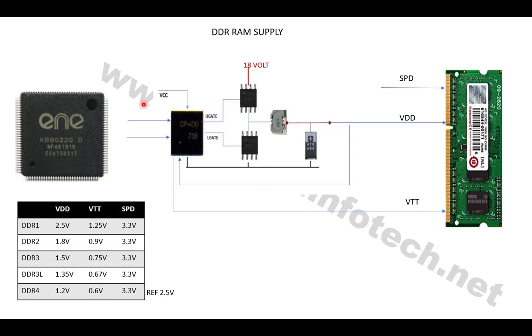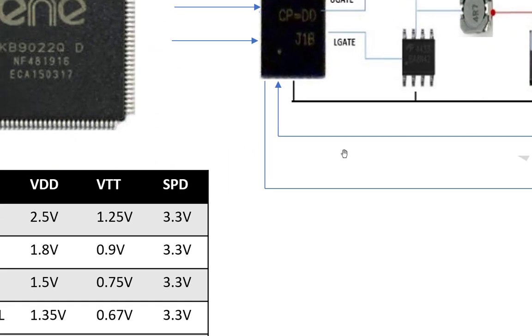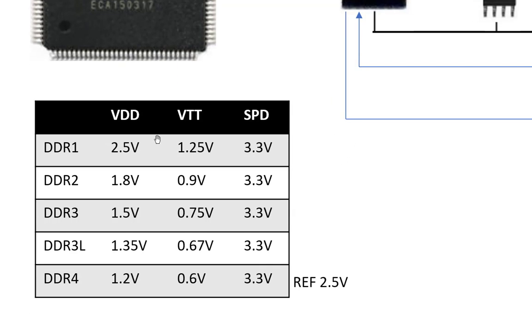So this RAM section, or the RAM power circuit, is basically a buck converter. The buck converter concept you already know. RAMs require basically three levels of voltages, and of course this depends on the RAM. So here is a chart showing how much voltage is required by the RAM. If it is a DDR1 RAM, then the RAM requires 2.5 volt VDD, and the VTT is half of that, 1.25. VTT is always half of the VDD.